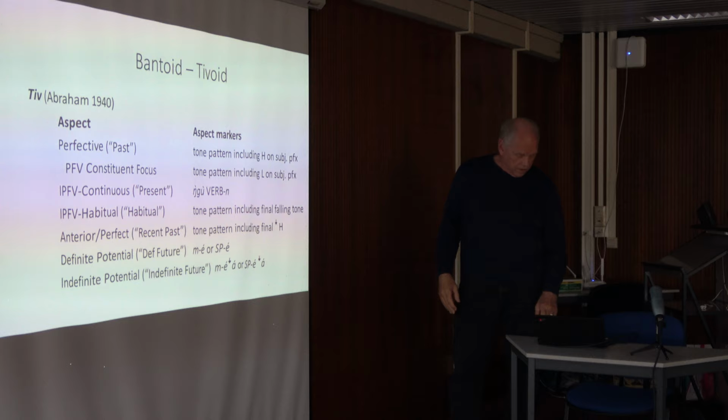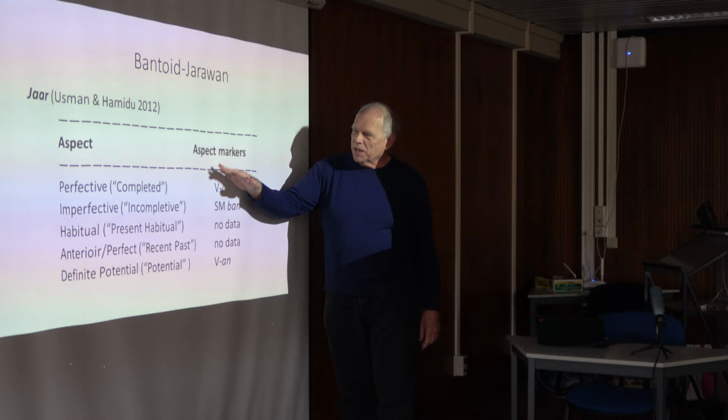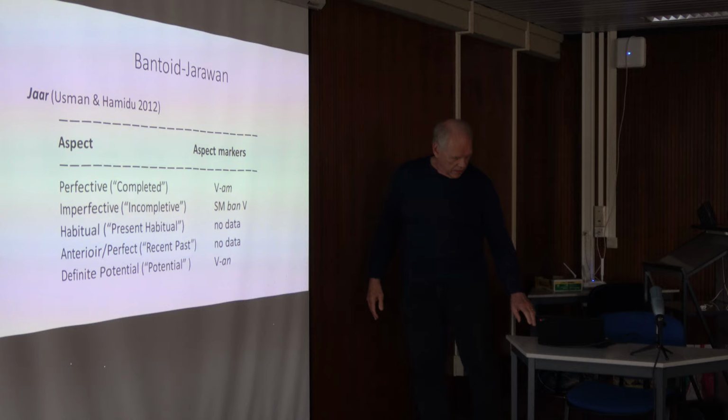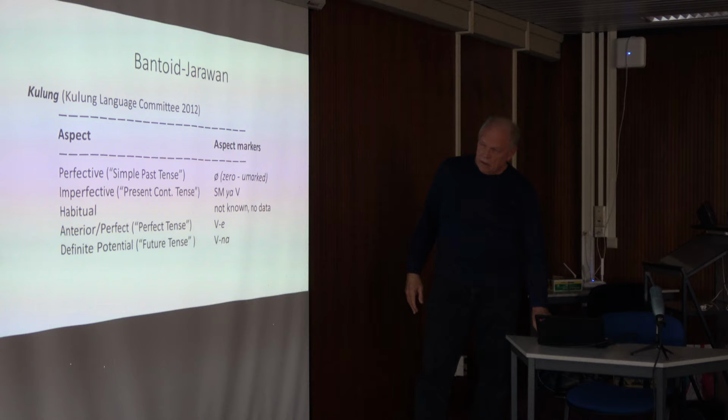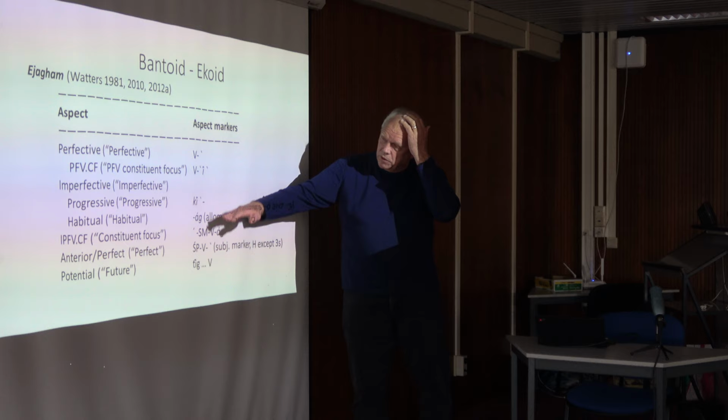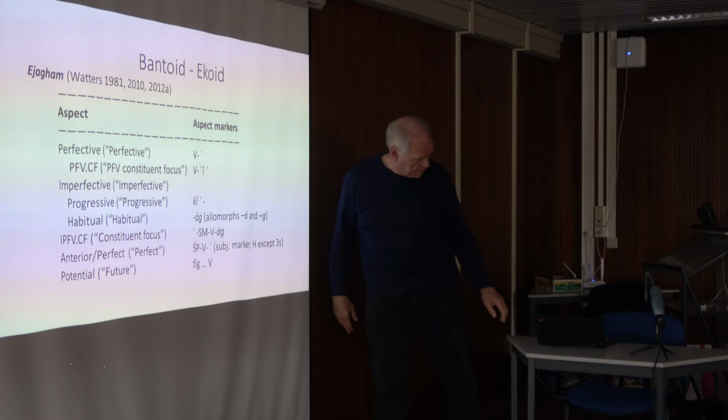The jod has perfective, imperfective, habitual, a very straightforward aspect system in Jarawan, and same with Kulung. Again, they gave them different titles, but it's a zero unmarked perfective here, least marked. Moving to Ejagam, similarly, it's an aspect prominent language, with various, here's the Og we've seen before, we've seen Ki, and Ki was also in Ebola, I should have mentioned that.